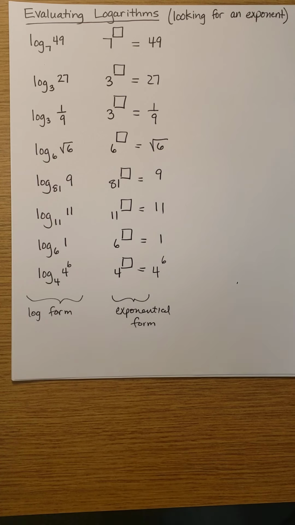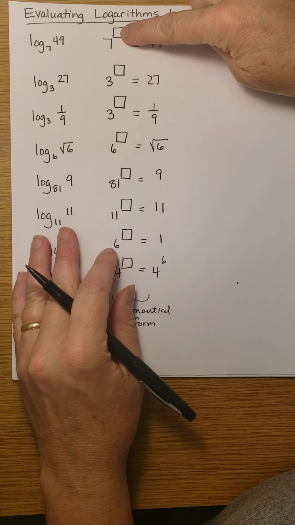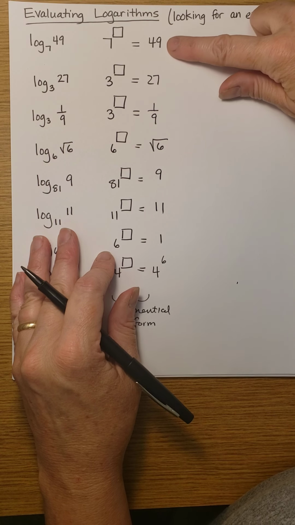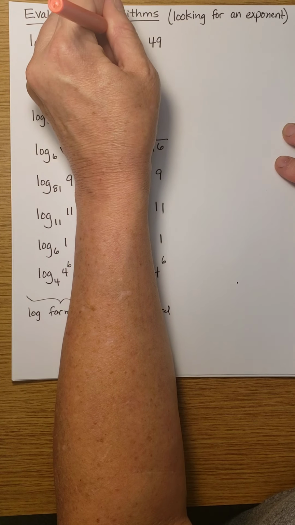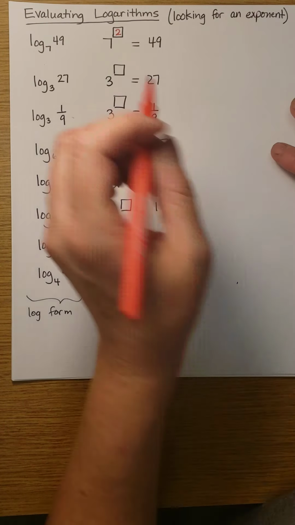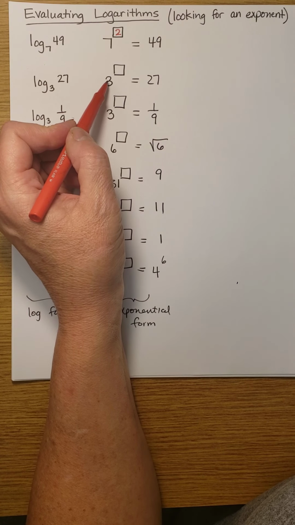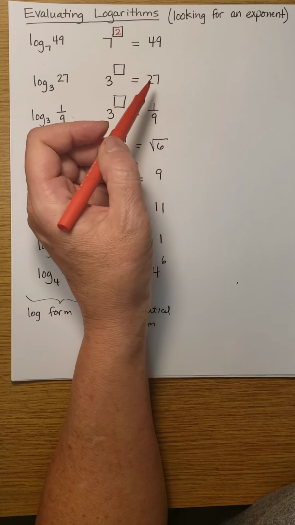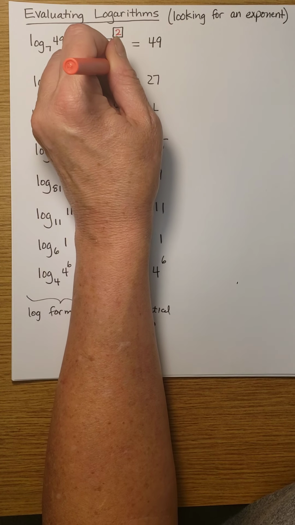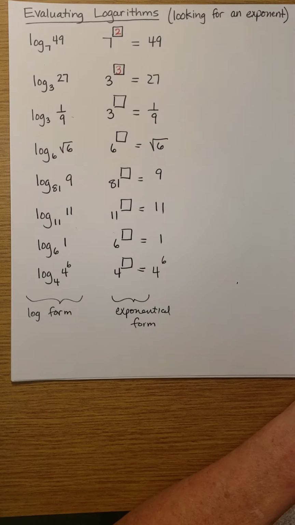All right, and now I have to ask myself, what exponent do I need on 7 to give me 49? Well, I think that's pretty clear. It would have to be 2, right? Because 7 squared is 49. Now, what exponent on 3 will give me 27? Well, 3 times 3 times 3 is 27, so there has to be an exponent of 3.